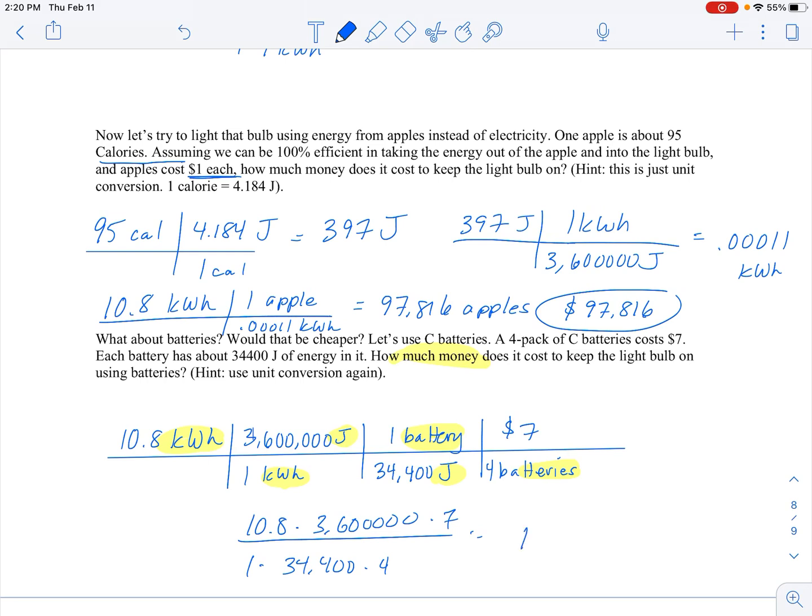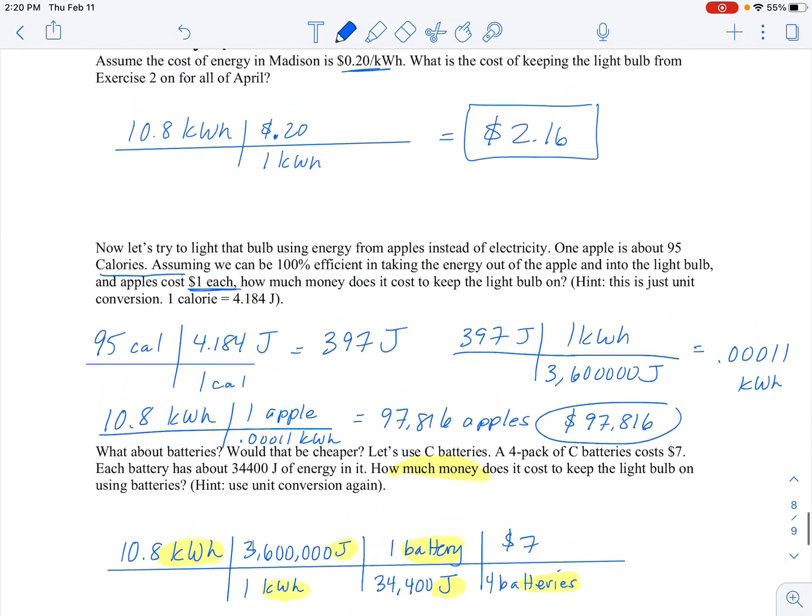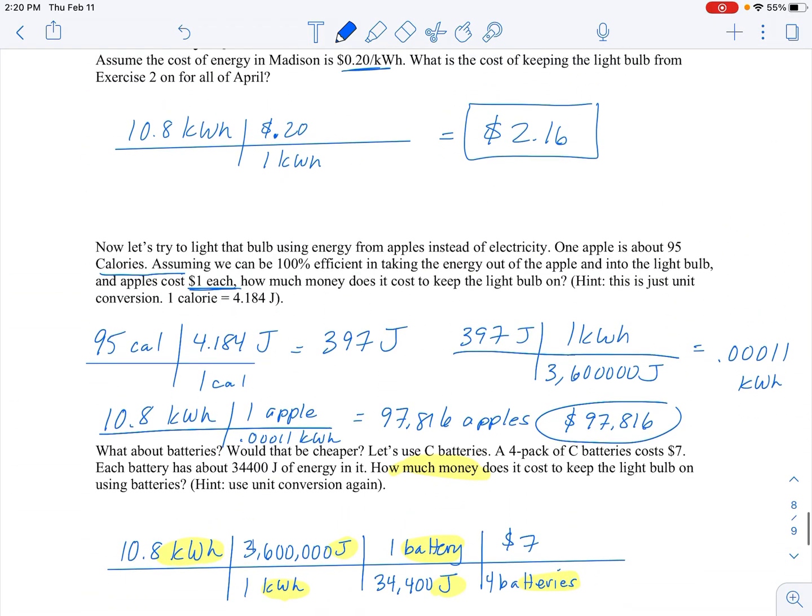Okay, so I got $1,978. That's quite a bit cheaper, but it's still not nearly as cheap as what the power company delivers to us through the electric lines.